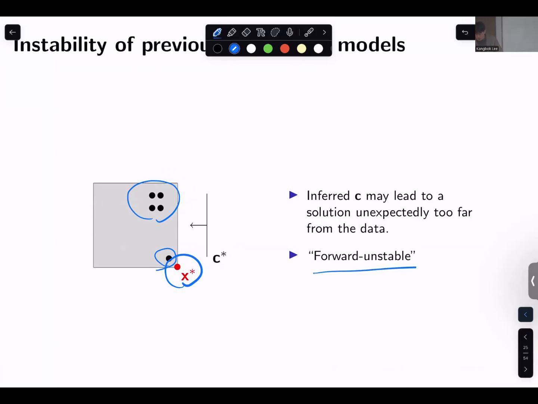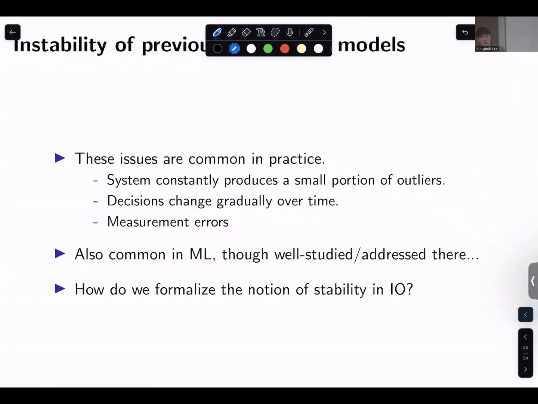We call it forward unstable, in the sense of how the C vector performs when it's plugged into the forward problem. Now, this can actually happen in real life quite frequently because we change our decisions daily, maybe because our preference changes. But we want the inverse problem to catch that change gradually, smoothly and slowly, not drastically, like in that example. Also, what you saw in the data might not be true because of some measurement errors, some noise. And almost always there are going to be some outliers in decision data. So it's critical to capture and address this kind of instability issue in inverse optimization.